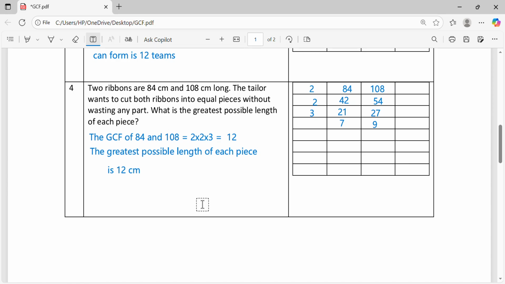You see, 2 ribbons of 84 centimeters and 108 centimeters long. The tailor wants to cut both ribbons into equal pieces without wasting any part. What is the greatest possible length of each piece? That means they are saying you should calculate the highest common factor or the greatest common factor. And the only way to do it is to use this table method or use the prime factorization of each number, and then you multiply the factors with the smaller indices. You come to the result of 12 centimeters long.